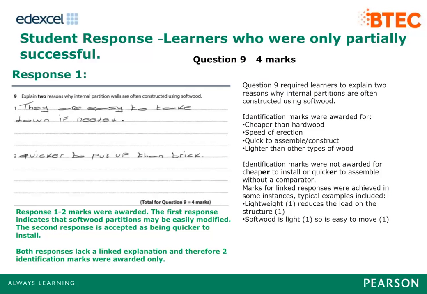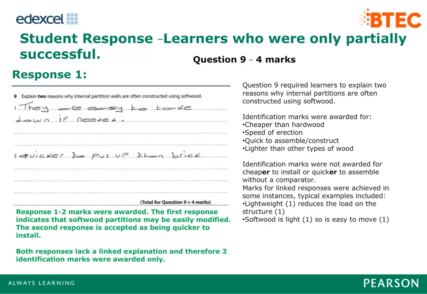Question 9 required learners to explain 2 reasons why internal partitions are often constructed using softwood. The command verb used for this question is explain. Therefore, 1 mark was awarded to the identification of a reason why softwood is used in the construction of internal partitions, and 1 mark for a linked explanation.